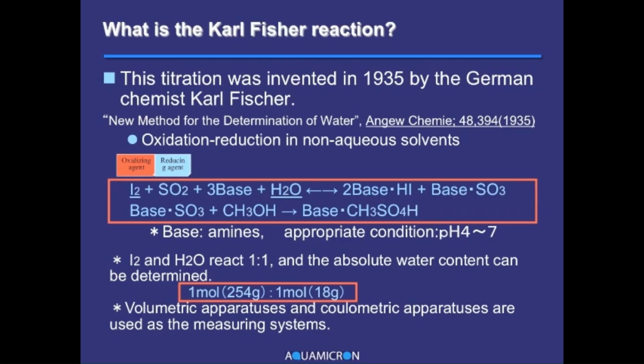Let me point out three key chemical compounds: iodine, I2, as an oxidizing agent, sulfur dioxide, SO2, as a reducing agent, and amines, abbreviated as base. Some typical amines that are used are pyridine, pyridine derivatives, and imidazole. The Karl Fischer reaction is an oxidation-reduction reaction which occurs when water, H2O, in the first equation, and methanol, CH3OH, in the second equation, both exist with the three key compounds in the same reaction medium.